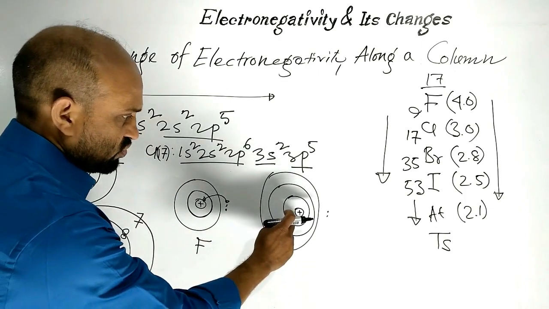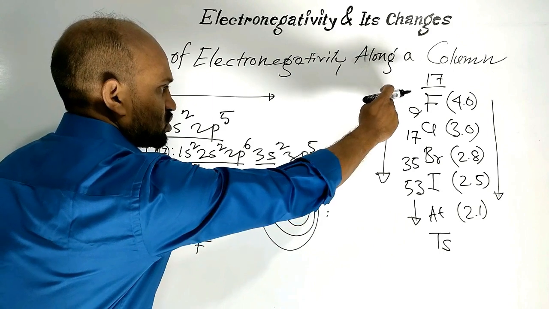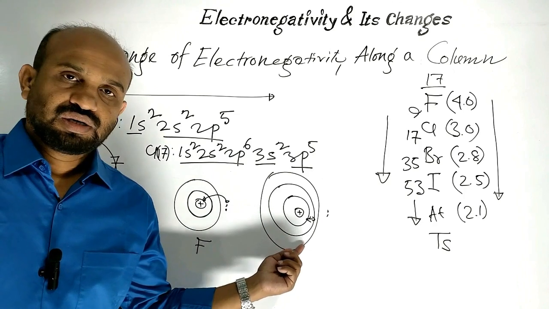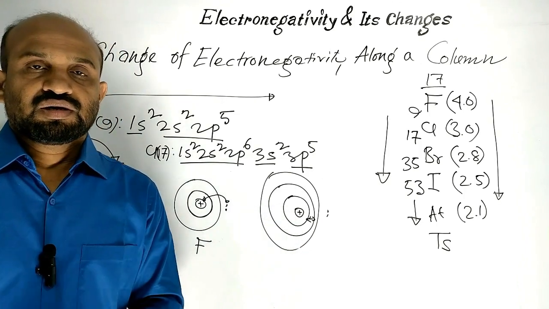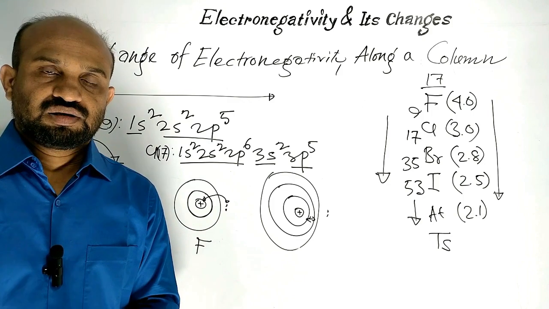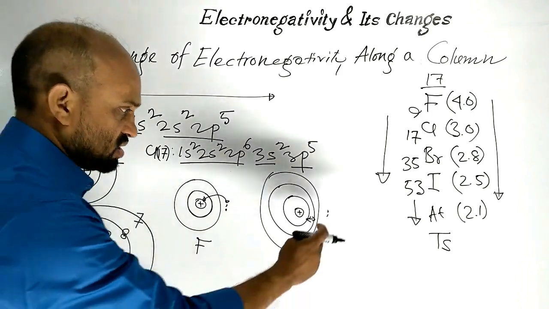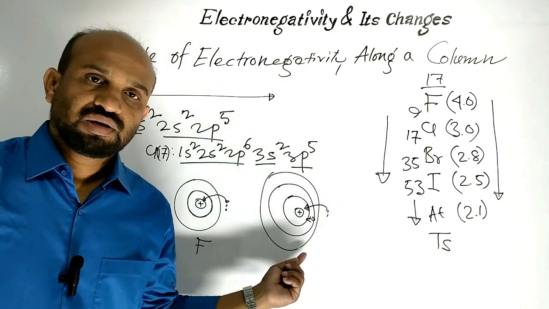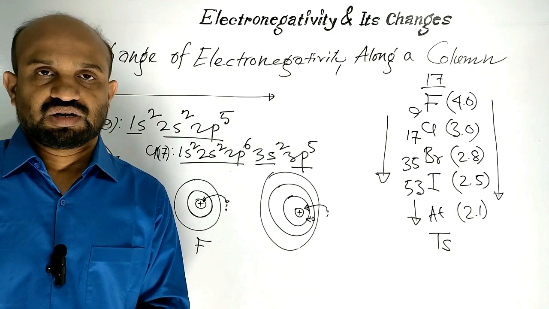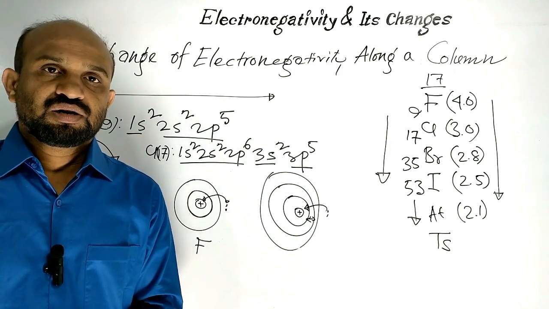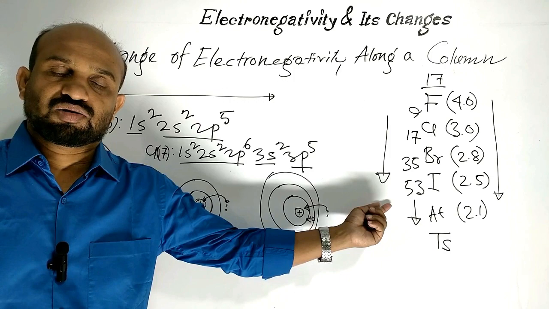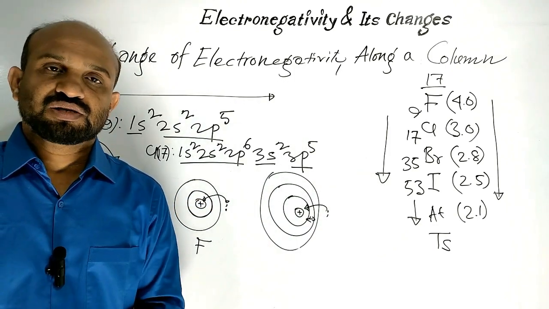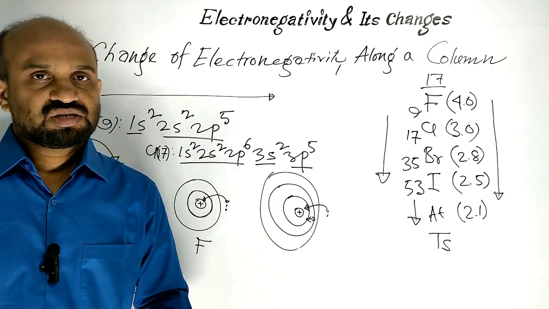When we move to chlorine, that is from top to bottom, the number of inner shells increases. That is, the shielding effect increases. The nucleus cannot attract these covalently bonded electrons towards itself properly because of the presence of inner shell electrons. That is, simply from top to bottom along a column, effective nuclear charge decreases because of the presence of inner shell electrons. This is number 1.